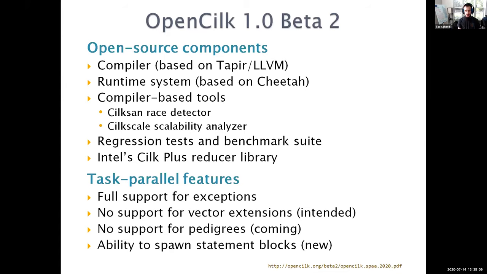OpenCilk Beta 2 features a few task parallel features. There is full support for exceptions. Currently, no support for vector extensions. This is the vector extensions from Intel Cilk Plus that Charles previously mentioned. And that's our intent, that we're not going to be supporting those vector extensions in OpenCilk. There's currently no support for pedigrees or deterministic parallel pseudo-random number generation, but that is a feature on our radar, and we plan to add support for pedigrees in the future. Among the other task parallel features, something that I'll talk a little bit more about later is the ability to spawn more than just function calls, but in fact, statement blocks. And we'll see what that looks like in a couple of slides. Next slide, please.